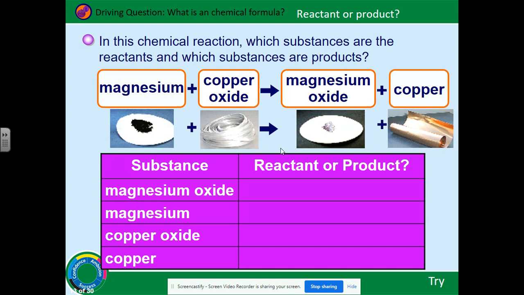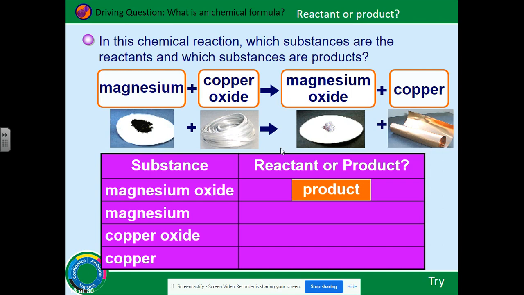Magnesium plus copper oxide is equal to magnesium oxide plus copper. Which two substances are the reactants? Which two substances are the products? First one, magnesium oxide. Which section of the equation does magnesium oxide fall? Did it fall on the side for reactants, or did it fall on the side for products? Magnesium oxide is a product.